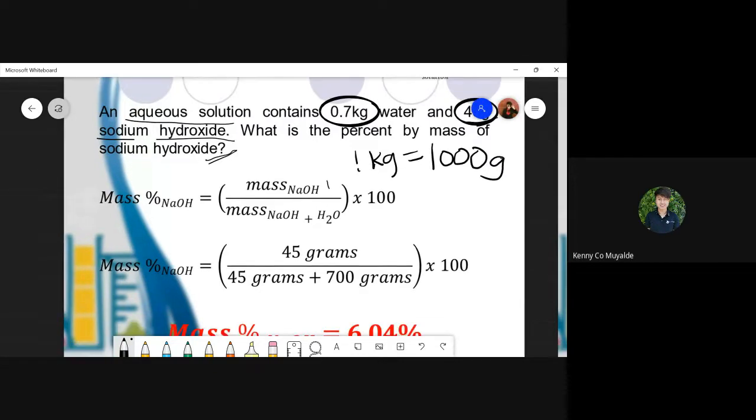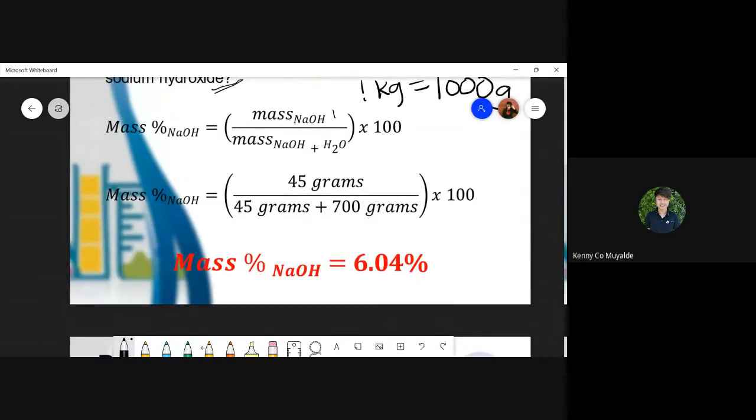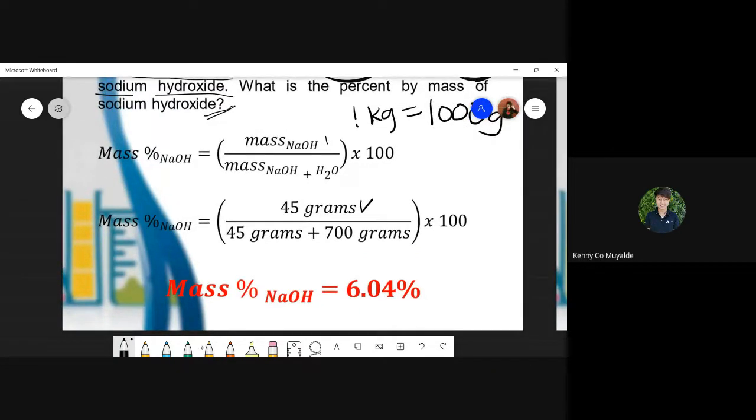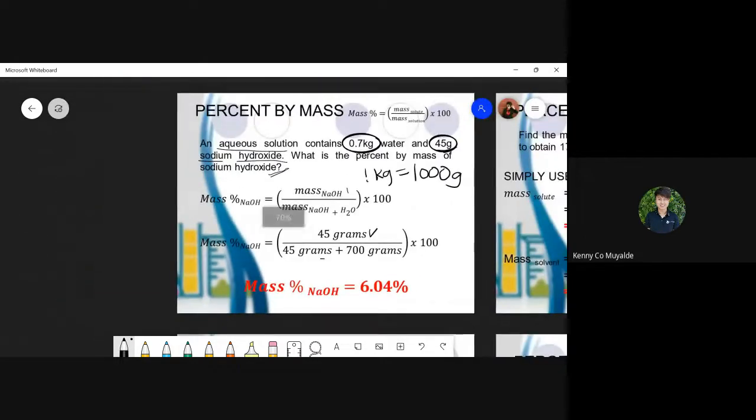So our solute is 45 grams. Our solution is solute plus solvent. This is the solute. This is the solvent. So all in all, our denominator will be 745. So 45 divided by 745 times 100, you will be left with 6.04%. Okay? So far naintindihan naman ba? Okay.